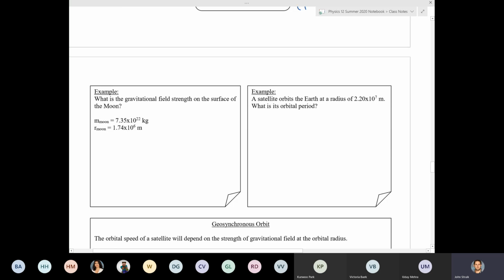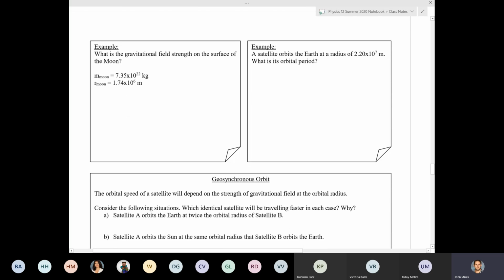So let's look at the gravitational field strength on the surface of the moon. Now you can Google this. I think it's 1.62. I think. But let's find it using our new formula. So g, gravitational field strength, acceleration due to gravity, is equal to G m over r squared. So this is going to be 6.67 times 10 to the negative 11 times the mass of the moon, 7.35 times 10 to the 22.